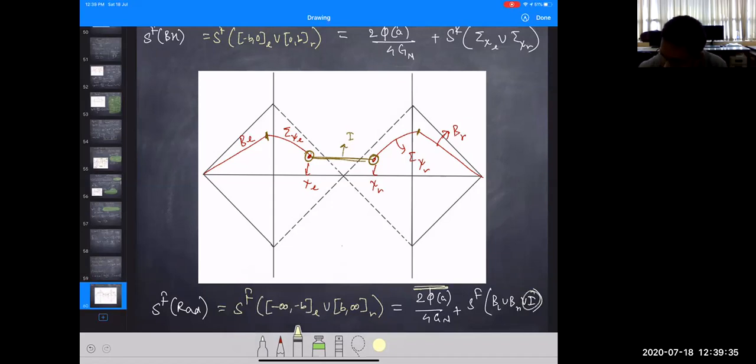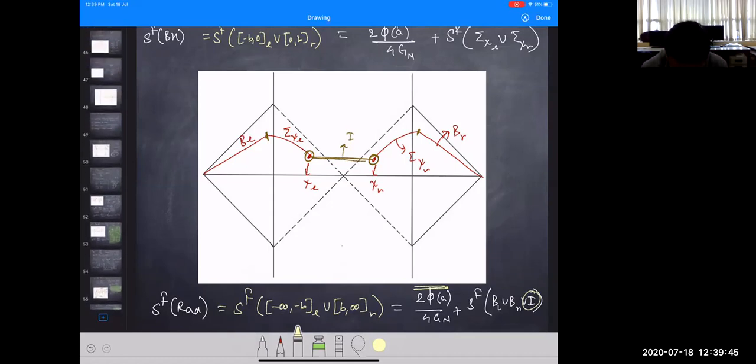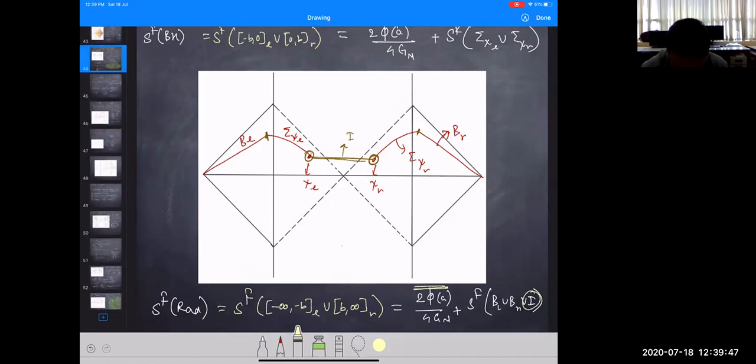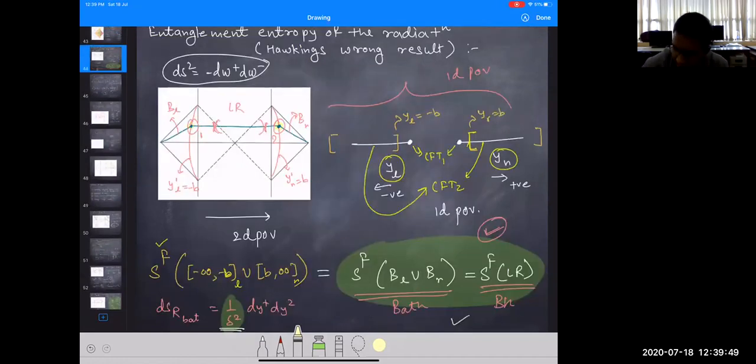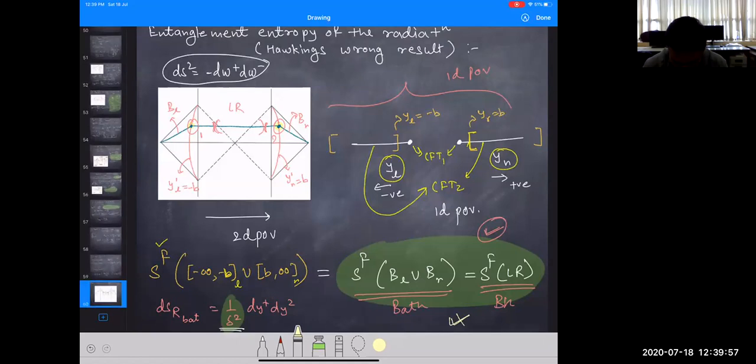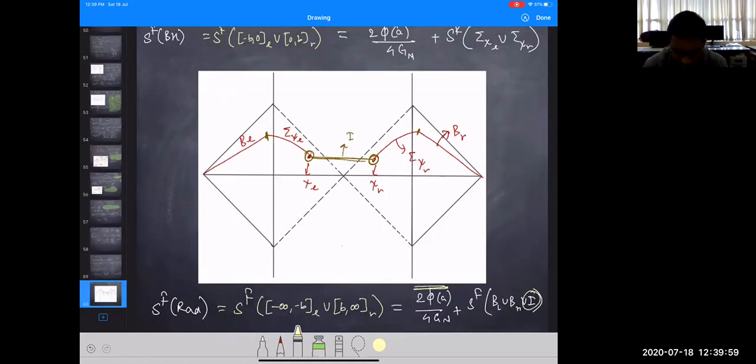What we did was we just computed S fine of BL union BR, and we said that in the bulk that is equal to, as I had said very early on, the wrong equation. In the bulk, this is not exactly true. So that's the point, and maybe I'll just stop here and take questions.